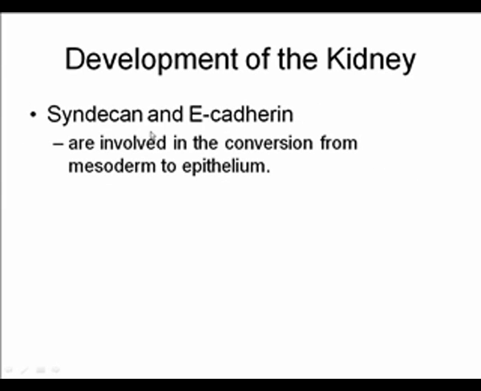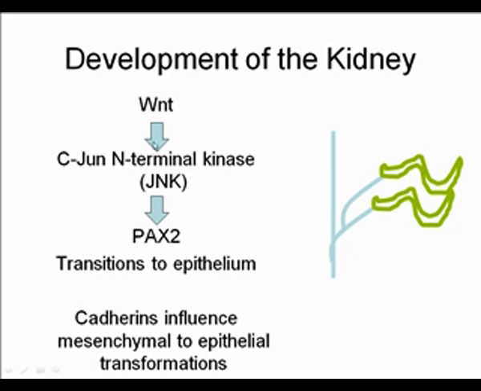In addition to that, we're going to have things like syndecan and the E-cadherins, which are also important in developing epithelial tissue. Finally, we can talk about these transitions to an epithelium as being under the influence of the Wnt genes, as we've said, under PAX2, and the cadherins are also going to be expressed, as we find those in epithelial cells, not in mesenchymal cells.